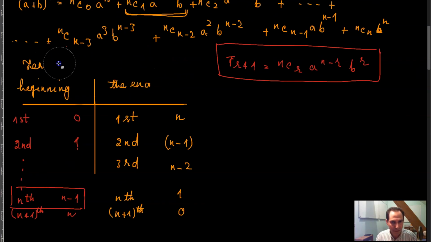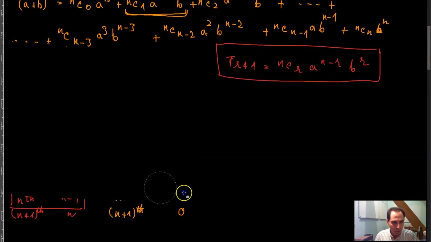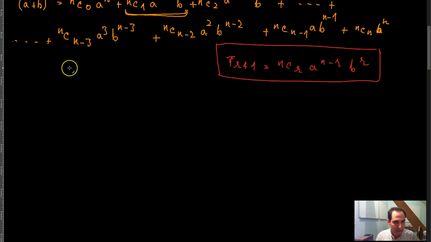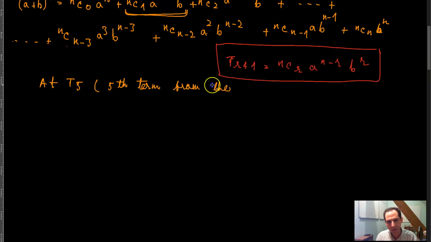Which means that I can now simply say that at T of 5, which is the fifth term from the beginning, r is equal to 1 less than this term number, because the term number starts from 0 and 1, 2, 3, and so on and so forth. So r would be equal to 4, right?